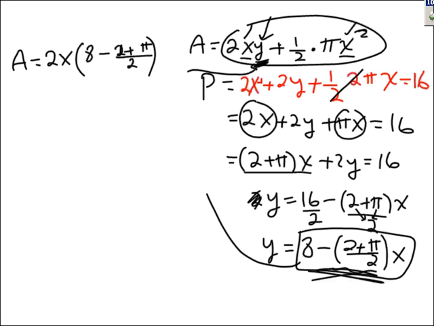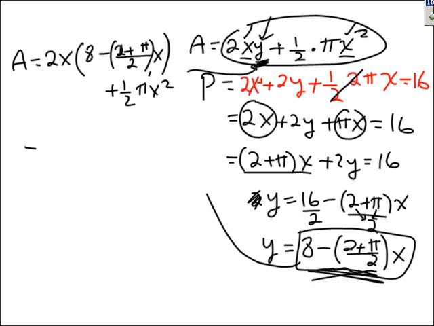2 plus pi over 2 x. Only thing is I didn't say times the x. Okay, that's 2x times y plus half pi x squared.